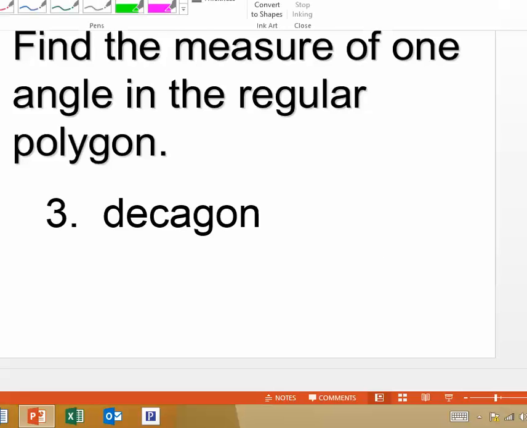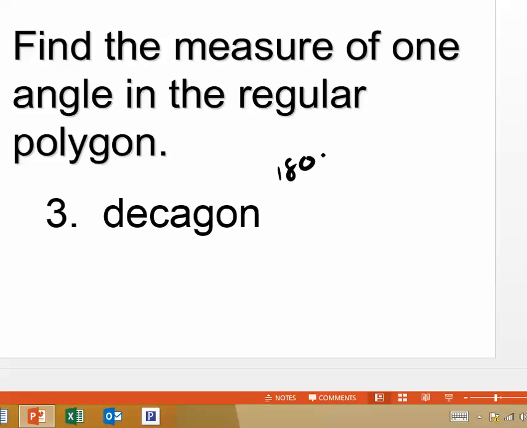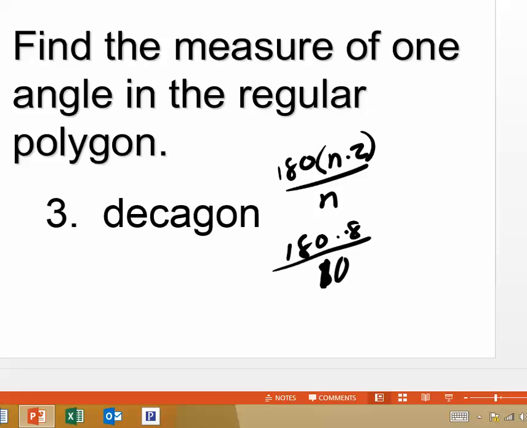And a decagon, 180 times n minus 2 over n. 180 times 8 over 10. We did this previously. 8 times 180 is 1,440. Divide by 10, and each angle would be 144 degrees.